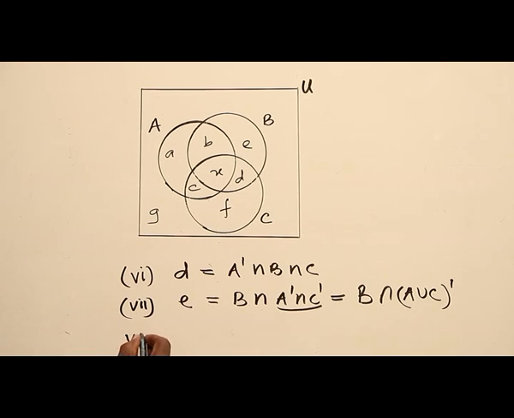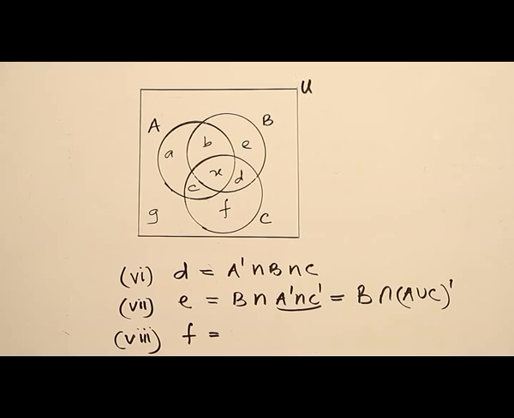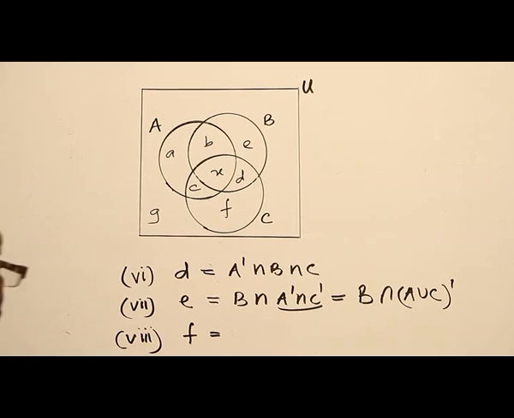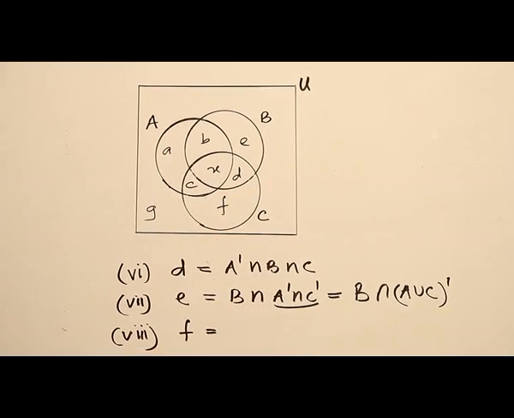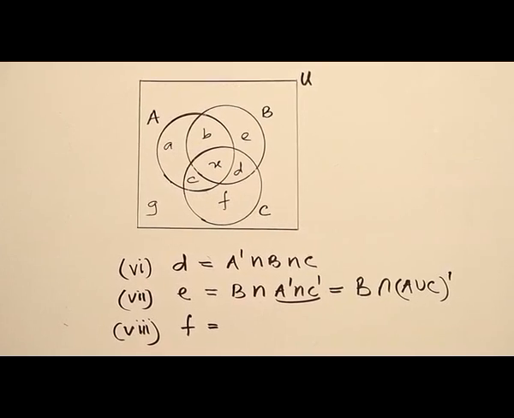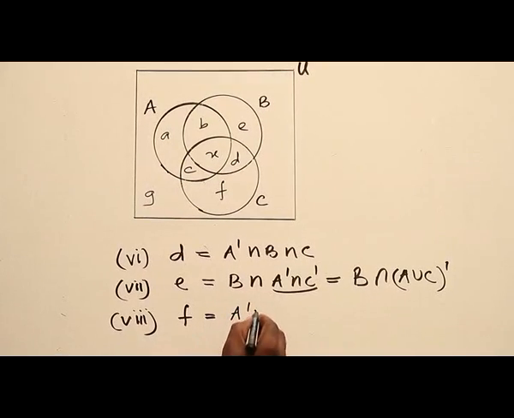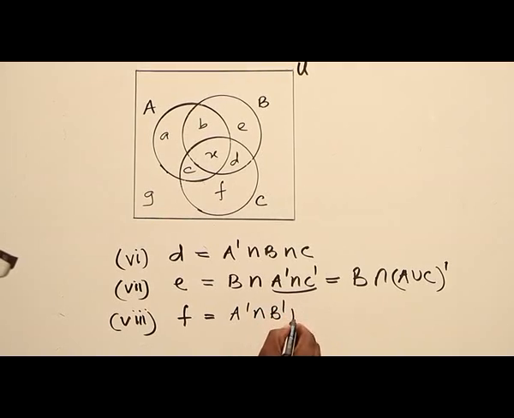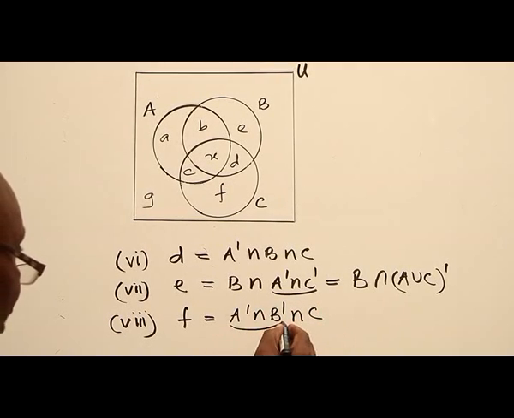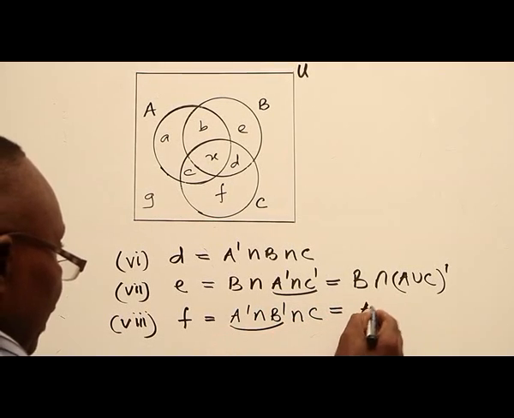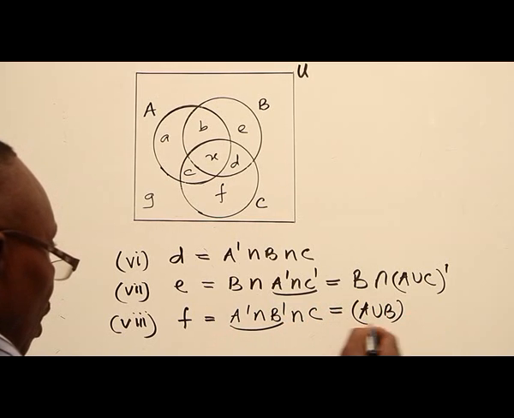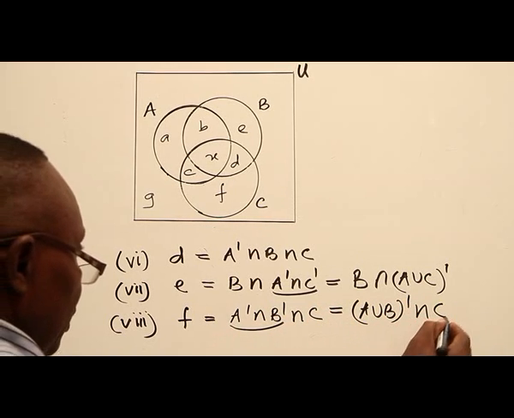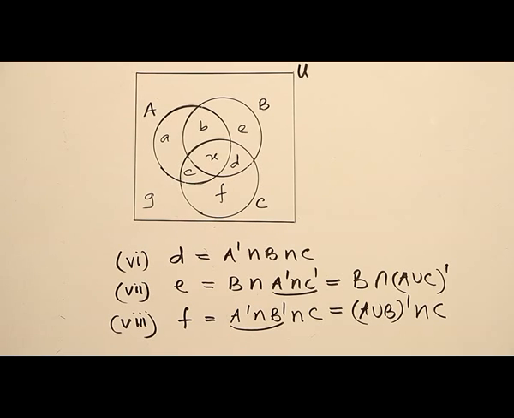We can even have the next case. Let's consider the one lettered F. Our F is involving only C. There is no A, there is no B. So we have A complement intersection B complement intersection C. And again, this portion can be written as A union B complement then intersection C. That has also defined that location.